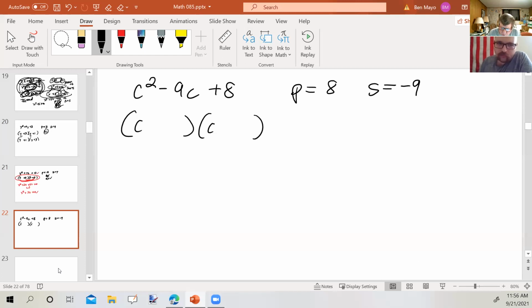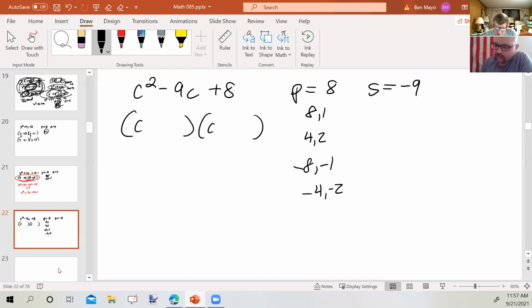Well, let's see. Two numbers whose product is 8. How about 8 and 1, and 4 and 2? But neither one of those pairs of numbers adds up to -9. Well, consider this. How can I get a positive product? I can take a positive times a positive, or I could take a negative times a negative and still get a positive answer, couldn't I?